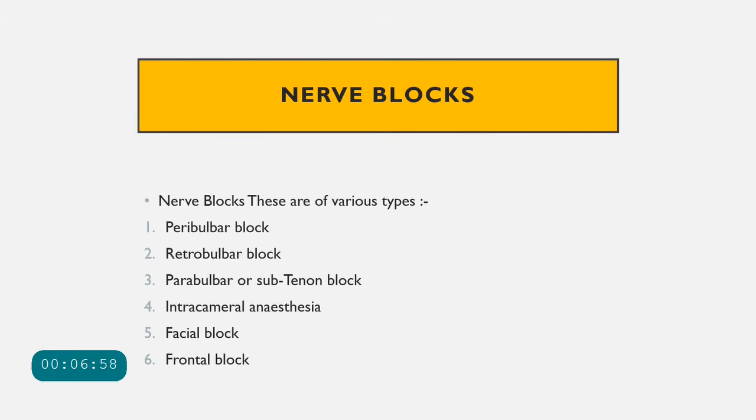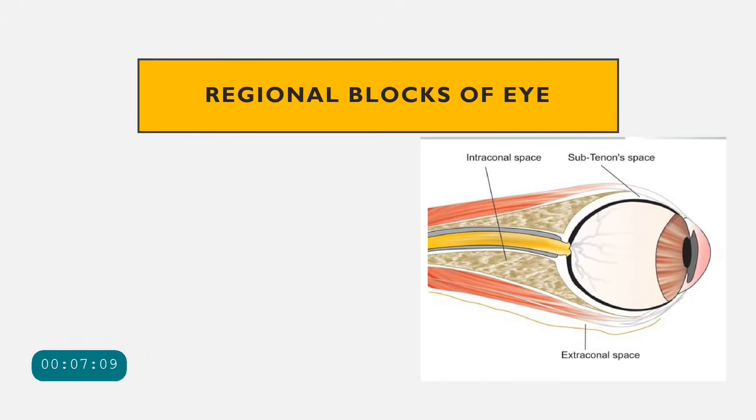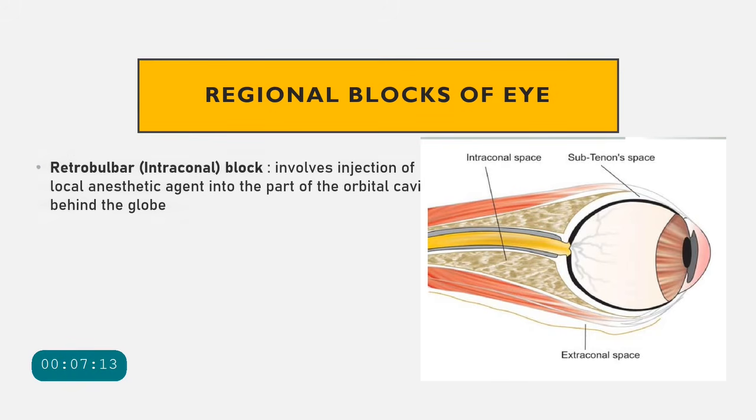Now here in this video, I will basically be talking about the peribulbar block, which is the most commonly given now, retrobulbar block, parabulbar, and the subtenons block, and the remaining three will be covered in the next video. Now the regional blocks of the eye, basically we have the retrobulbar.